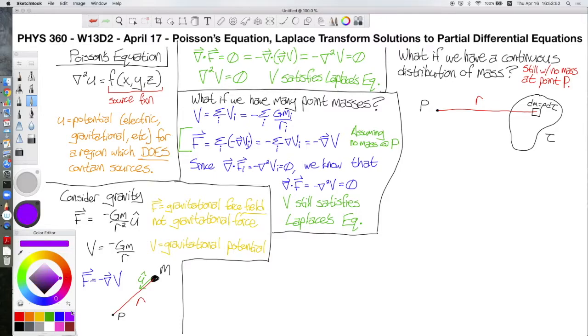Now in this situation, we could write our potential as an integral. And that integral would be the negative volume integral over all of tau of G dm over r, where you can replace dm with rho d-tau, where d-tau is our standard volume element, dx dy dz in Cartesian coordinates. And the contribution from each piece of this mass distribution will satisfy Laplace's equation, so the entire distribution will as well.